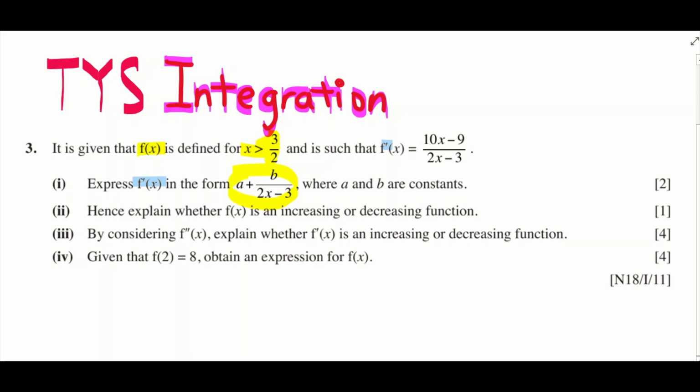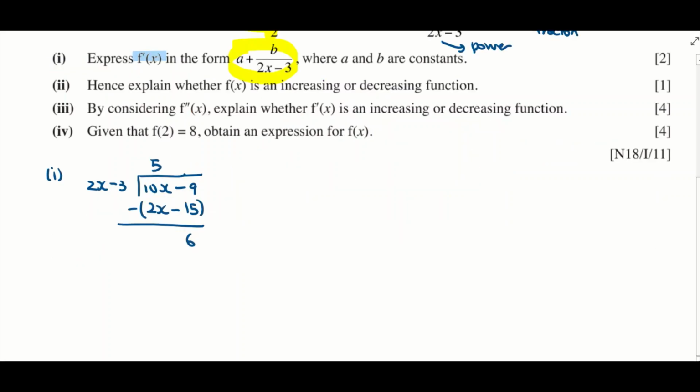First of all, do notice that your f prime is an improper fraction. Why? Because the powers of x are both power 1, which means improper fraction. And what you can do is long division. My quotient will be 5 and my remainder would be 6. So how I'm going to represent this is 5 plus 6 over 2x minus 3, because 6 is my remainder.